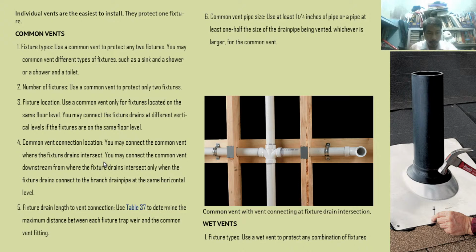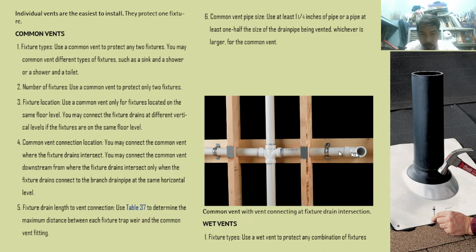Fixture drain length to vent connection. Use table 37 to determine the maximum distance between each fixture trap weir and the common vent fitting. So table 37 is used for both individual and common vents. Number 6, common vent pipe size: 1 1/4 inches or 1/2 of the drain pipe size, whichever is larger.